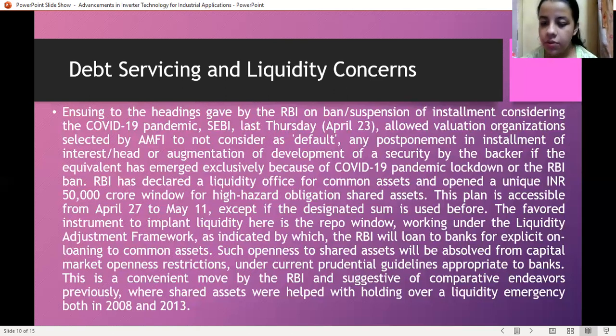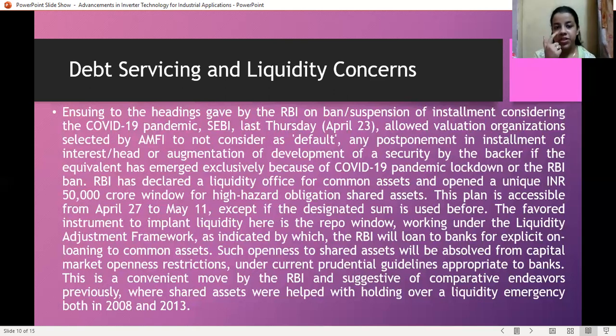RBI has announced a liquidity facility for mutual funds and opened a special window of rupees 50,000 crore for high-risk debt mutual funds. The scheme is available from April 27 to May 11. Unless the allocated amount is utilized earlier, the preferred mechanism to infuse liquidity here is the repo window, under the liquidity adjustment framework, according to which the RBI will lend to banks for specific on-lending to mutual funds. Such exposure of mutual funds will be exempted from capital market exposure limitations under current prudential limitations applicable to banks. This is a timely move by the RBI and reminiscent of similar efforts in the past, when mutual funds were assisted in tiding over a liquidity crisis both in 2008 and 2020.